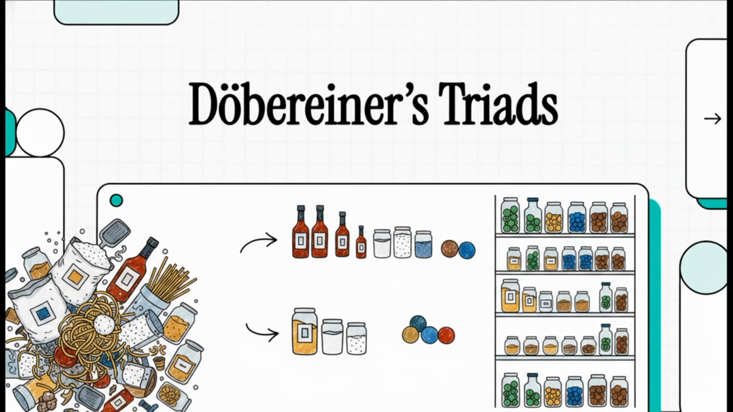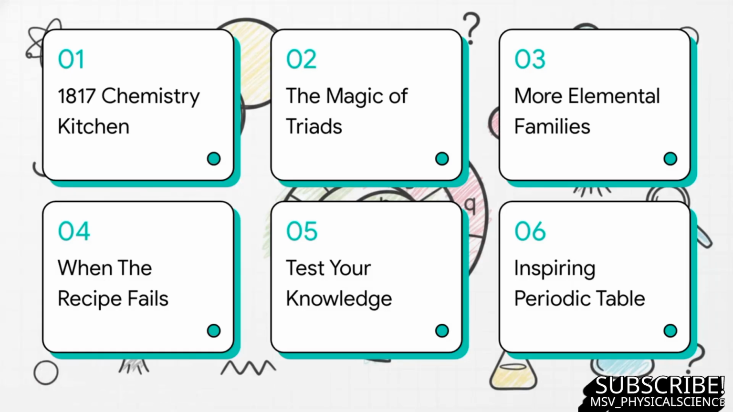Well, that chaotic, totally unorganized kitchen pantry, that was exactly the state of early chemistry. Scientists were discovering all these incredible new elements, but they had absolutely no system for organizing them. It was a total mess. But today, we're going to look at the very first serious attempt to clean up that pantry. Okay, let's dive into this.